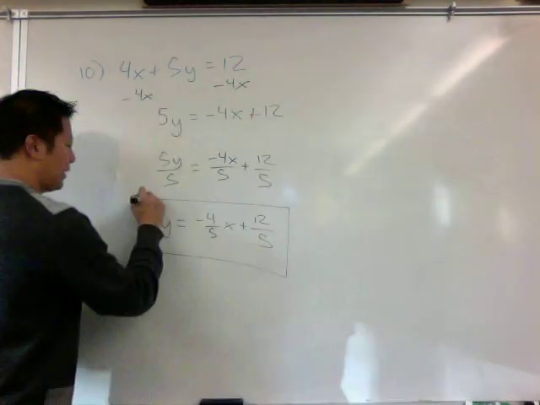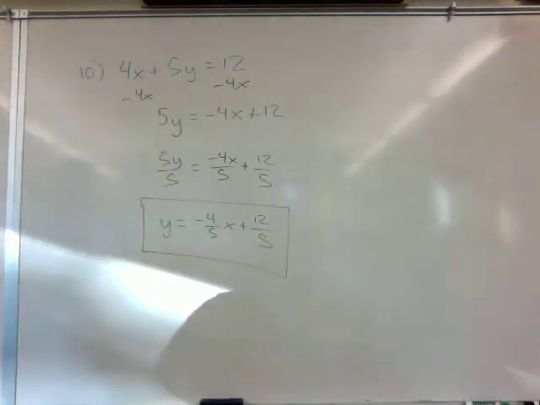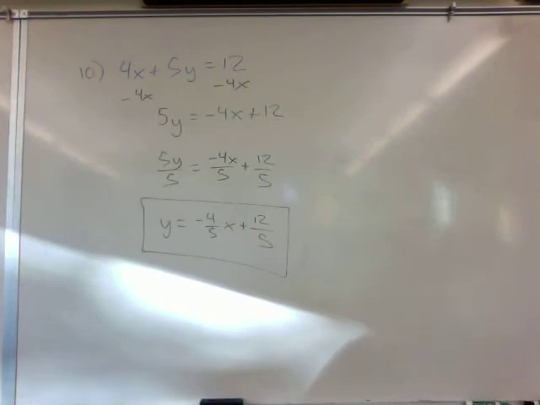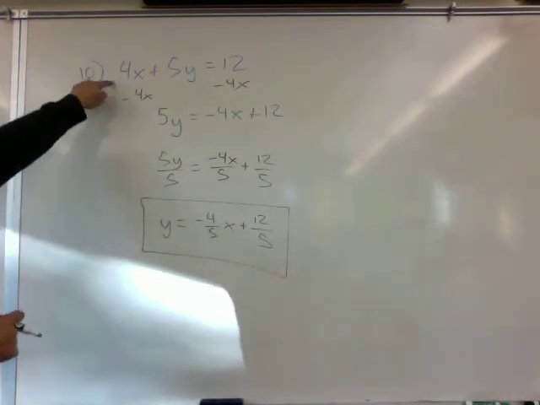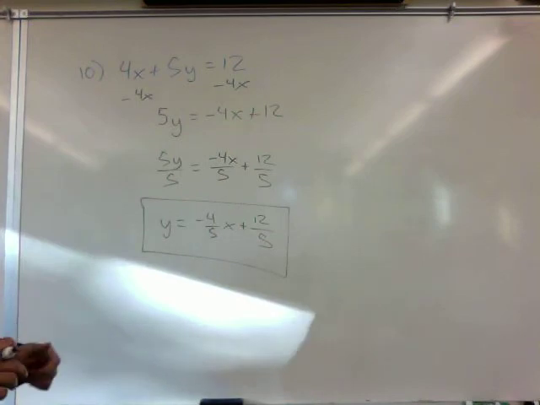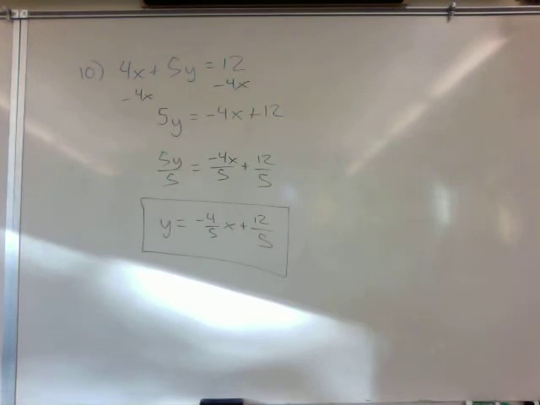Are we done? Do we really have a way to check it? Not easily. We could substitute some points, try and find a point that satisfies this, and then substitute into here. Because they're ugly numbers, I will let you get away with not doing that. But if you have extra time on a test, that'd be a good way to check your answer.